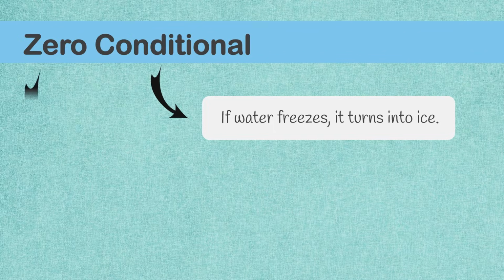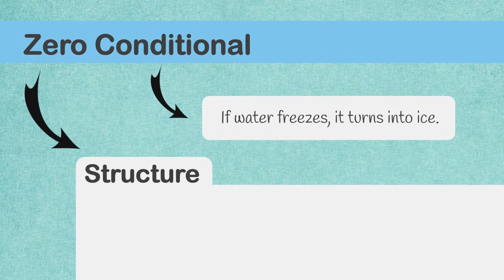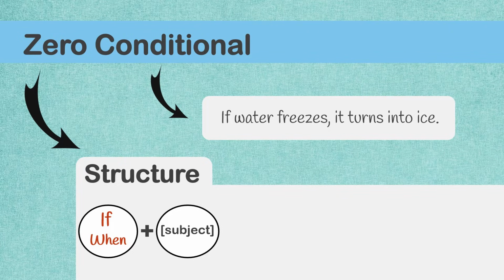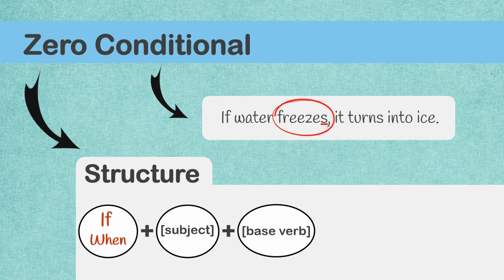Let's now look at the structure that makes this a zero conditional sentence. Conditionals often start with if or when. In this example, it's if. Next comes the subject. In our sentence, water is the subject. Then comes a base verb. In this case, we have freezes. The reason there is an S on freeze is because our subject, water, is third person singular.